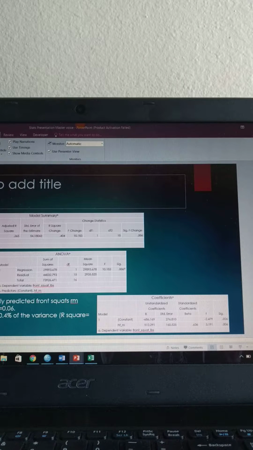These are the three main tables, which are the model summary, ANOVA, and coefficients table. From here, I concluded that height in meters significantly predicted front squats with the formula F(1, 15) = 10.18 with the significance of 0.06. So height in meters explains 40.4% of the variance with the R square score of 0.404.